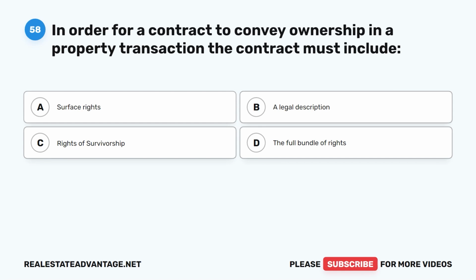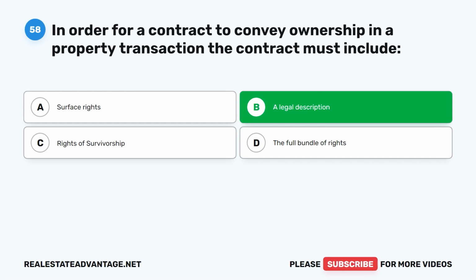Question 58. In order for a contract to convey ownership in a property transaction, the contract must include A. Surface rights, B. A legal description, C. Rights of survivorship, D. The full bundle of rights.